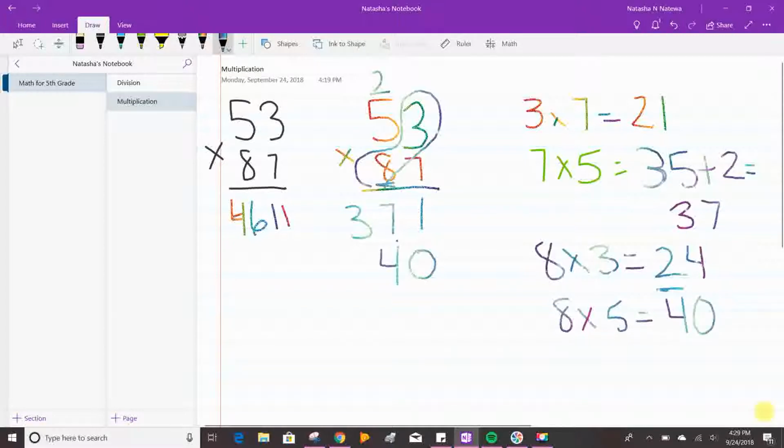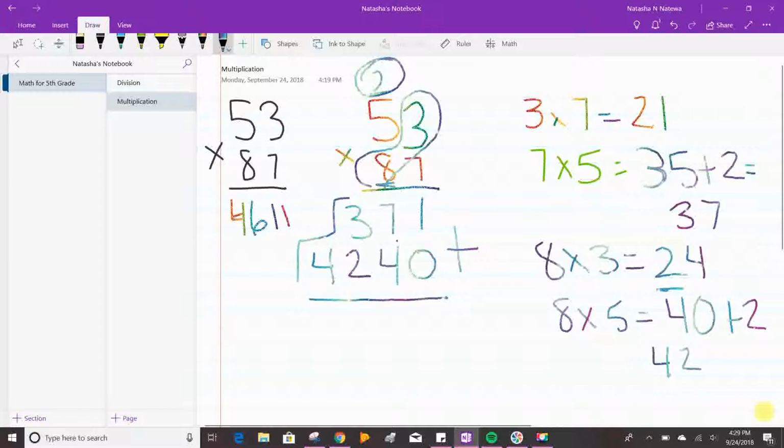Then you are going to add the 2. You cannot forget that top. 40 plus 2 equals 42. The 2 is going to go underneath the 3, the 4 on the side. So it almost looks like steps. Steps. Alright, and then we add.